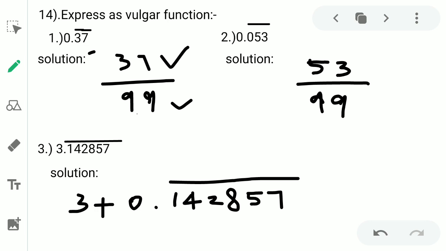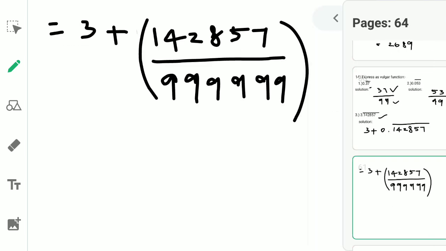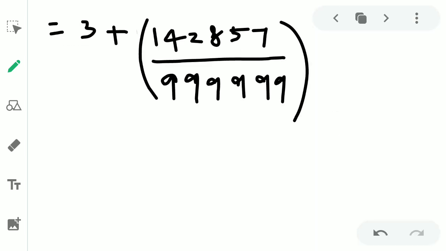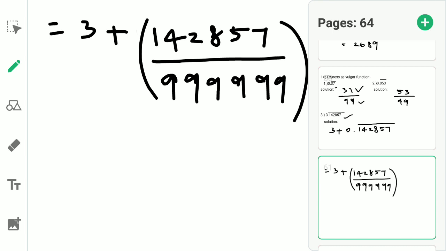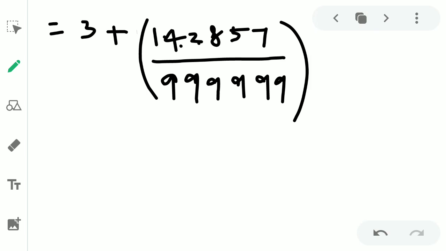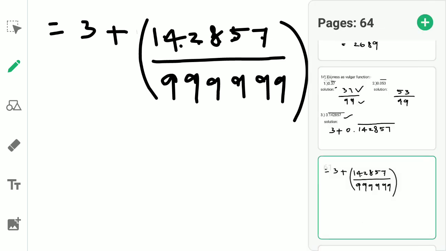Next, third one, 3.142857. Since the recurring digit is in this, 142857 is the recurring digit. How many numbers are there? 1, 2, 3, 4, 5, 6. So 6 digits are there in the numerator, so I have to divide by 6 nines in the denominator. This is the main concept in converting pure recurring decimal into vulgar fractions.